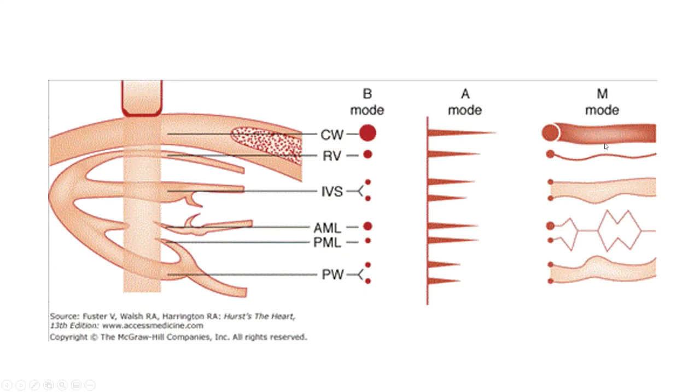Chest wall, right ventricular free wall, right ventricular cavity, interventricular septum, left ventricular cavity. Here you see the motion of the anterior leaflet of the mitral valve, and here the motion of the posterior leaflet of the mitral valve and the posterior wall.